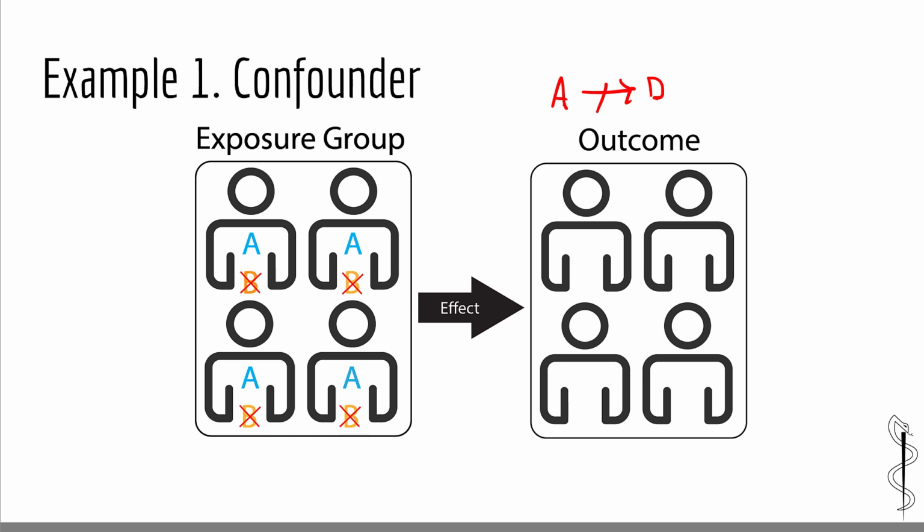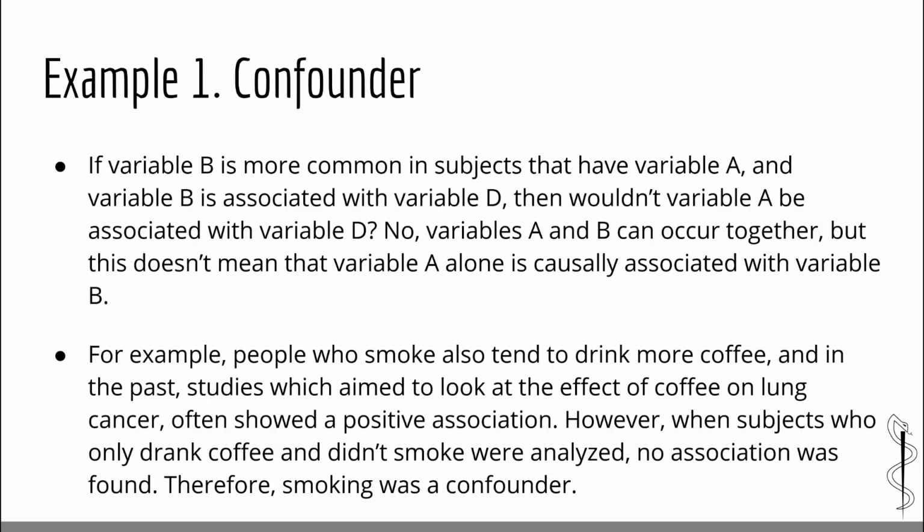So basically, a confounder is a variable which is different from the exposure and outcome variable that causes the outcome variable independently of the exposure variable. In this example, variable B caused variable D independently of variable A. In other words, variable A did not cause variable B. Variables A and B just happened to occur together. An important point to understand regarding confounding is that the exposure variable never causes the confounding variable. The exposure variable and confounding variable may tend to occur together, but they are not causally associated.